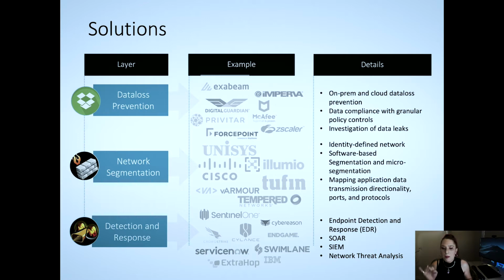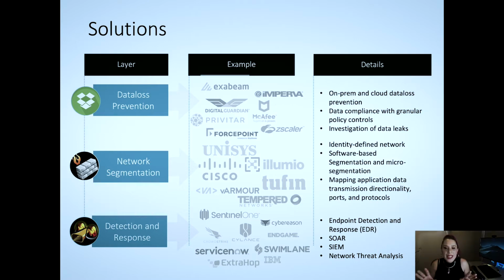Silence, Endgame, Cyber Reason, those other players. I think Silence was just acquired by BlackBerry, so it's like BlackBerry Silence. But you also have ServiceNow. Again, it has come out with a new platform in the SOAR and the security analytics space. Swimlane is a great SOAR solution as well. Been talking with them. IBM QRadar in the SIM space, and ExtraHop in the network threat analysis space. You've got Lastline, you've got Vectra, you've got these other really cool things.